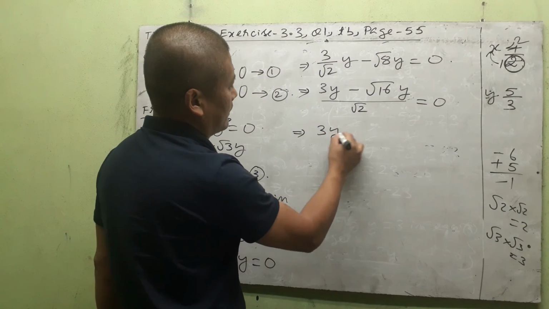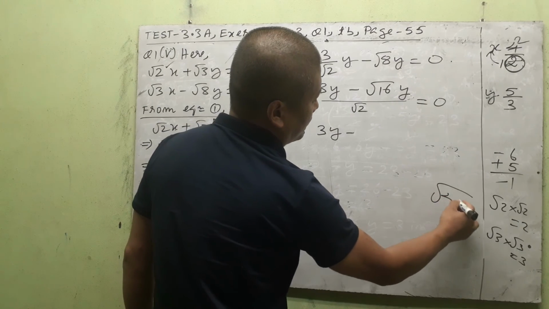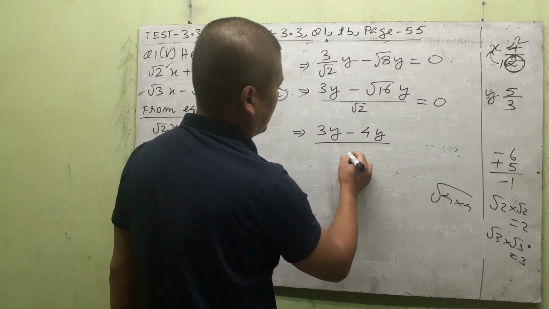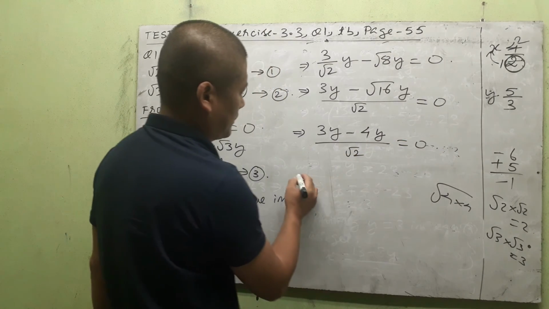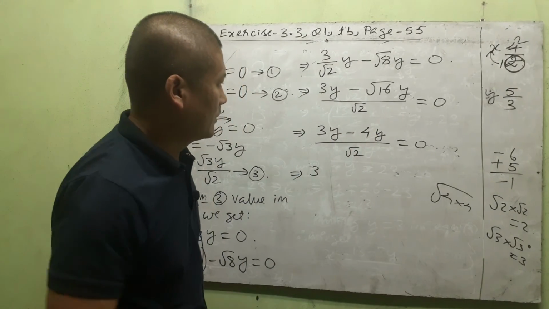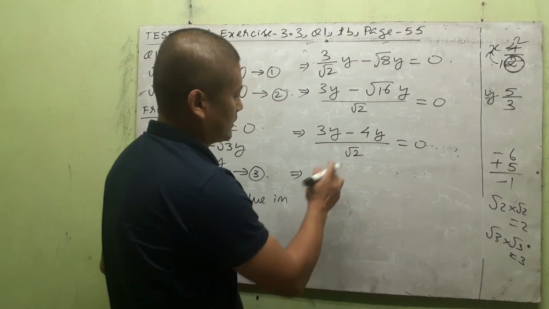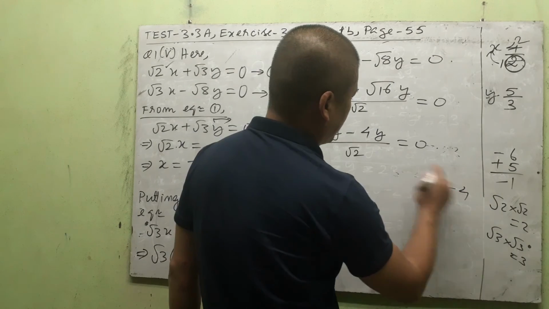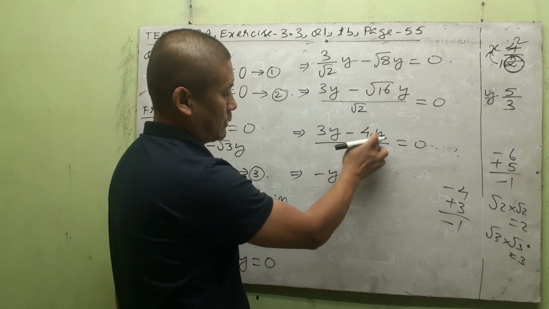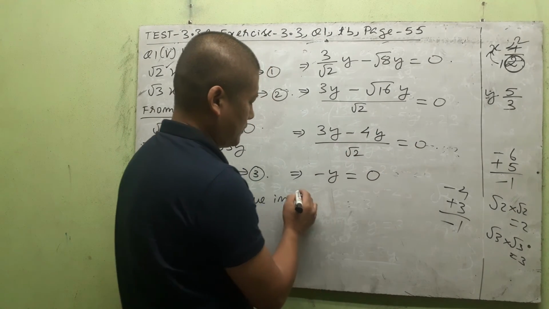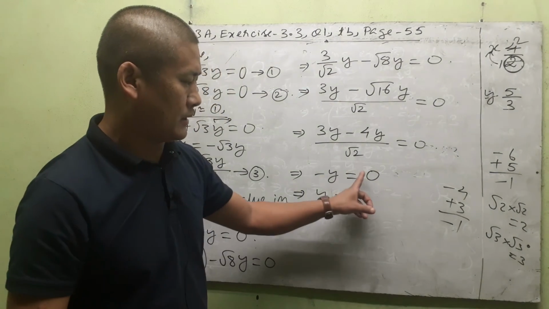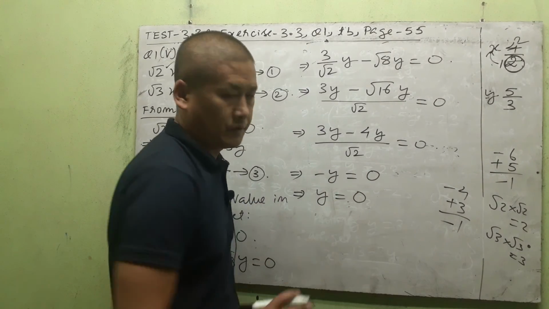Next, 3y minus root 16, which is 4, since 4 4s are 16, so y divided by root 2 equal to 0. So we can just write 3y minus 4y. 3y minus 4y is minus 1y, because minus 4 bigger and plus 3 smaller means subtract, bigger sign minus. So minus 1y is equal to root 2 into 0, which is 0. If we change this minus to plus, the sign here will also change, but plus 0 has no sign, so y will be equal to 0.